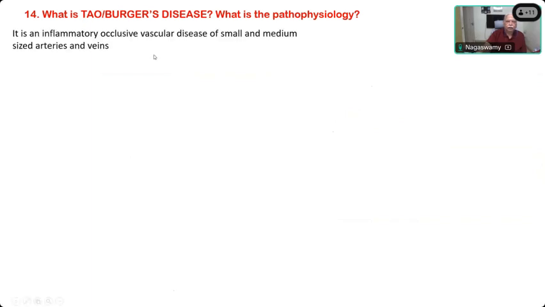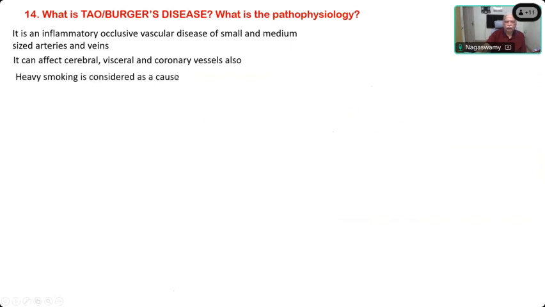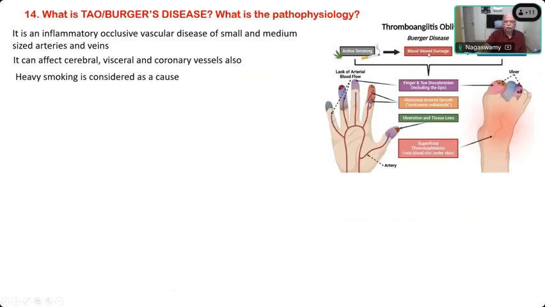It is an inflammatory occlusive vascular disease of small and medium sized arteries and veins. So it is the entire vasculature except the capillaries. Okay, so all of them can be affected. It can affect also the cerebral, visceral, and coronary vessels. Okay, and heavy smoking is considered as a major cause for this particular disease. So these are all the things that happen. Active smoking leading to blood vessel damage, leading to calcification.